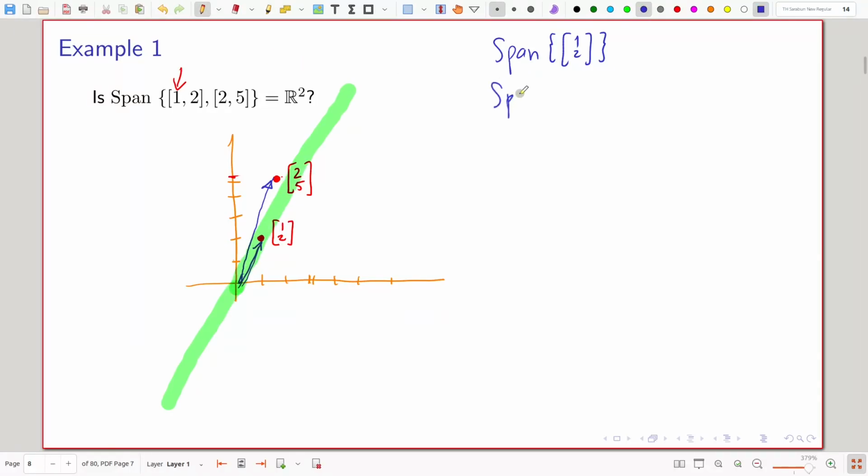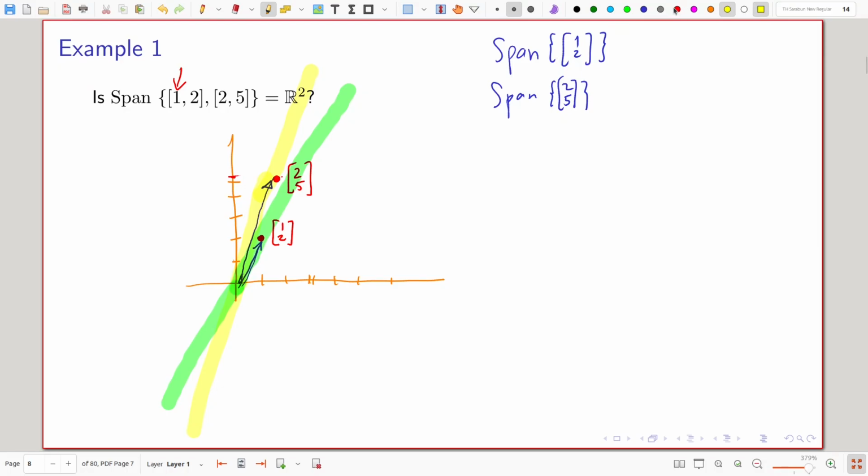What is the span of 2, 5? Again, it's going to be another line. Are they in parallel? Do they point to the same direction? No. Okay. Now, when you think about the span of these two vectors, you ask, what are the possible linear combinations of these two vectors? Is it possible to get to anywhere in the plane with these two vectors as the basic direction? Yes, right?